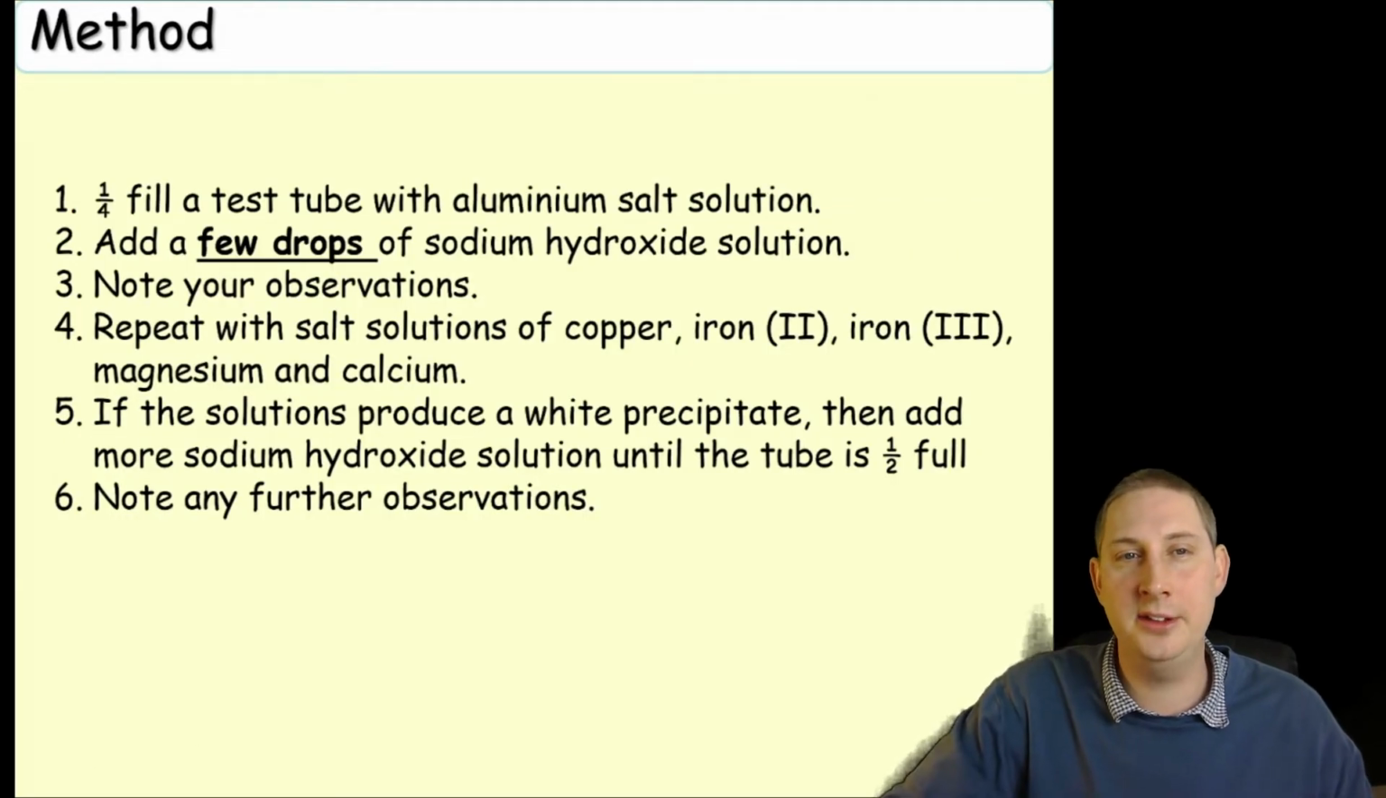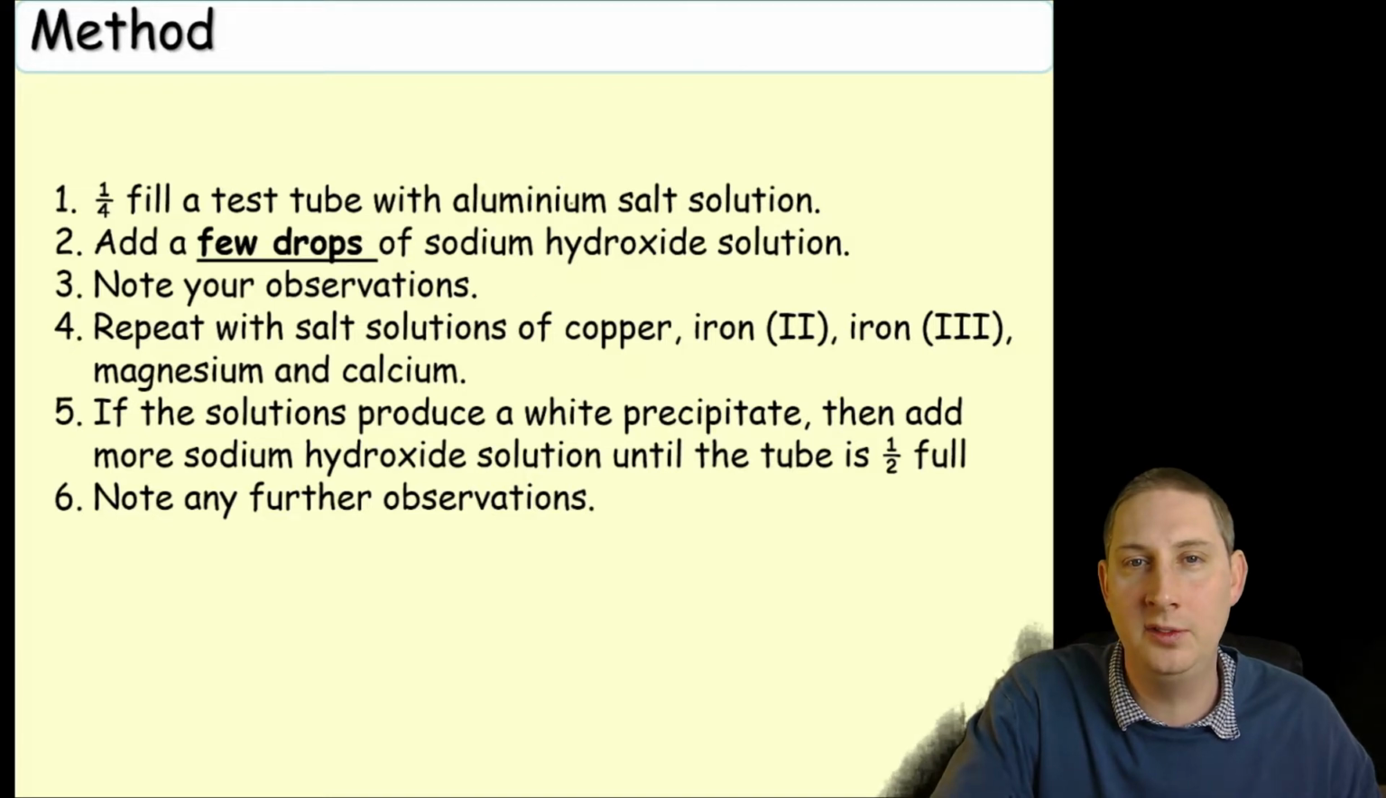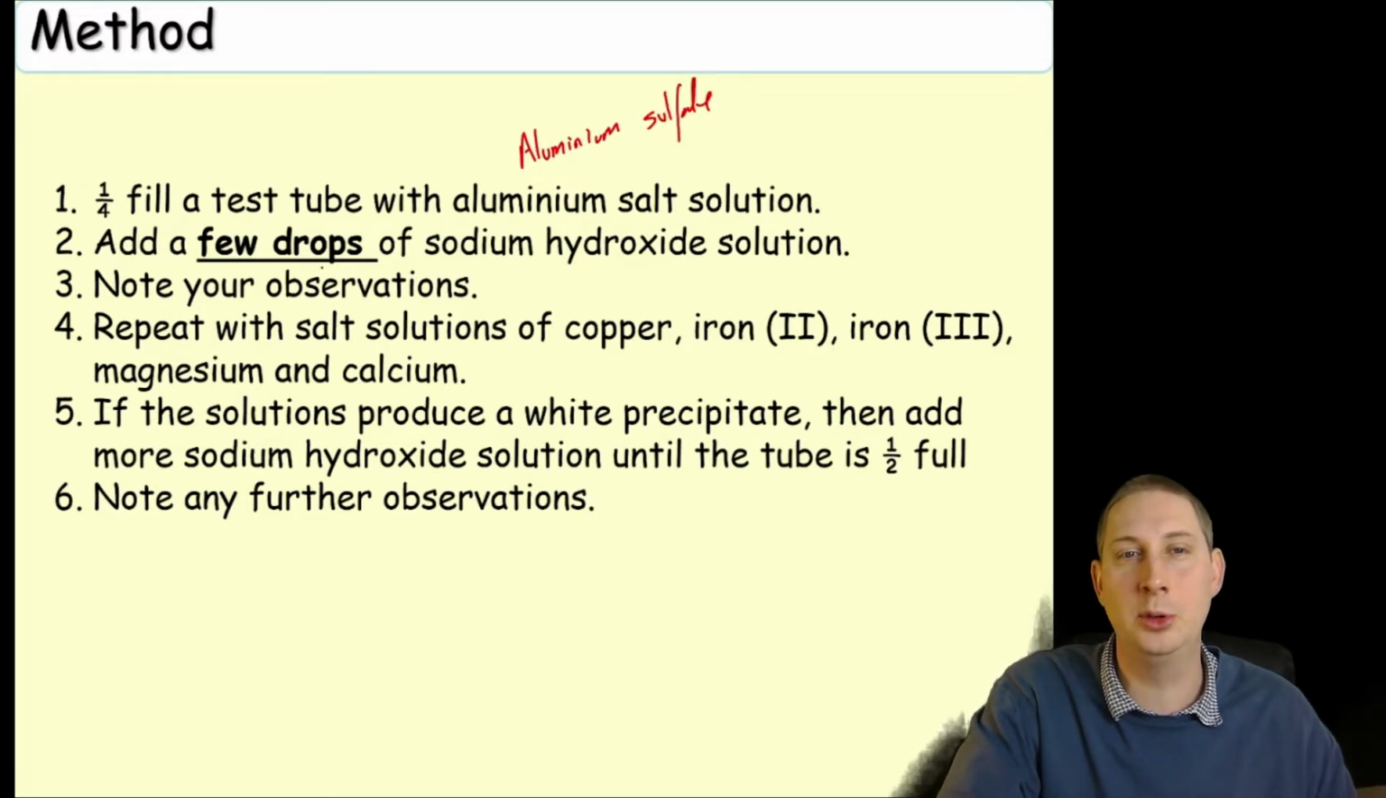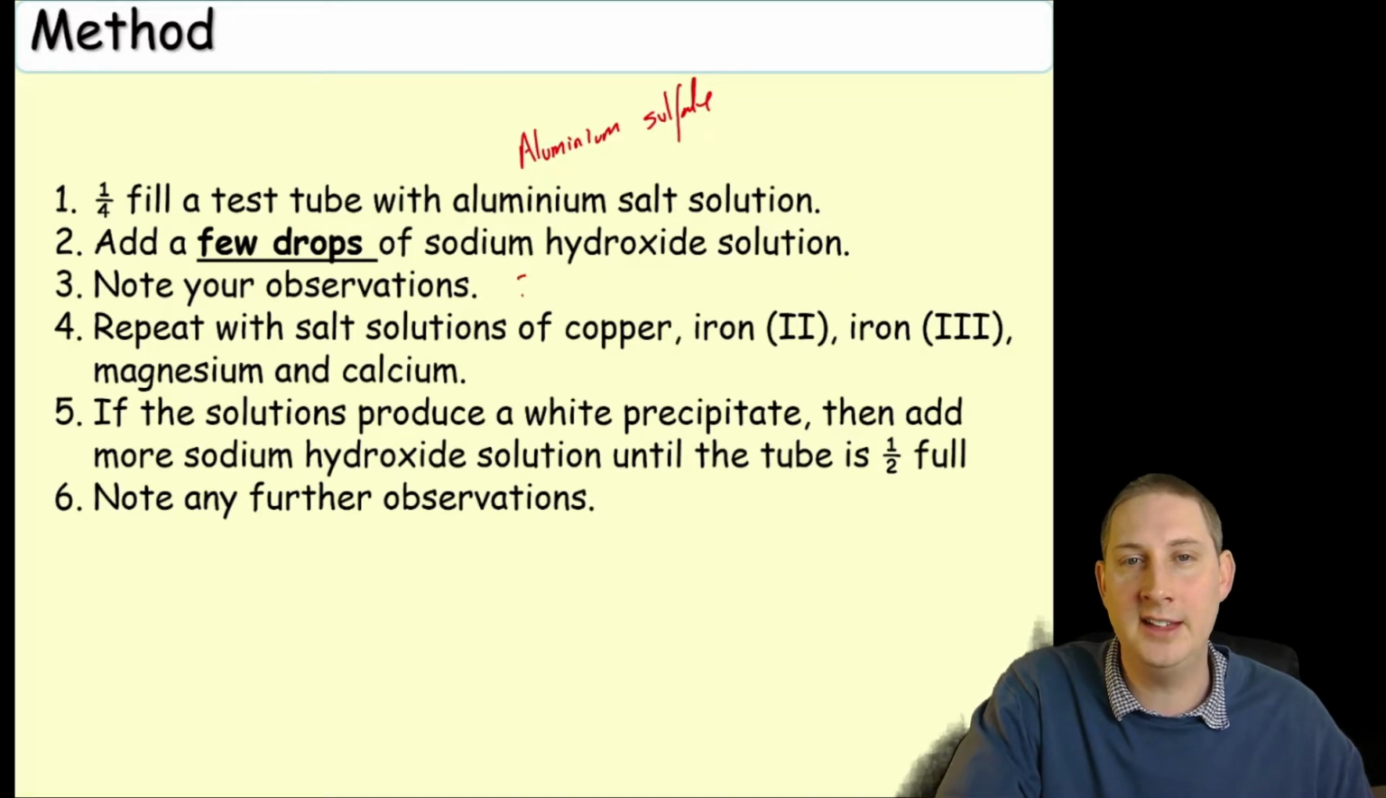And here's the method. Fill a test tube with initially your aluminium salt solution. It's aluminium sulfate. We're then going to add a few drops, and it is important that we start off with just a few drops of sodium hydroxide solution. Note your observations, that's in the second column. Repeat with solutions of copper, iron 2, iron 3, magnesium and calcium.